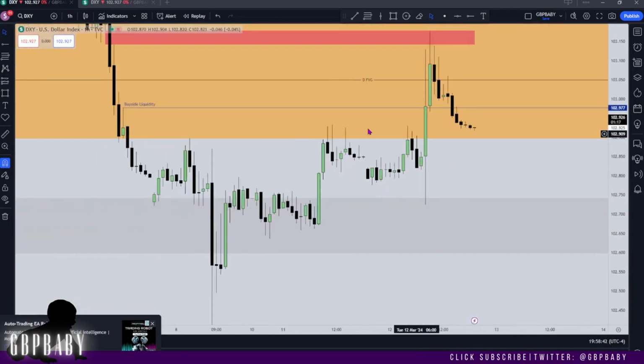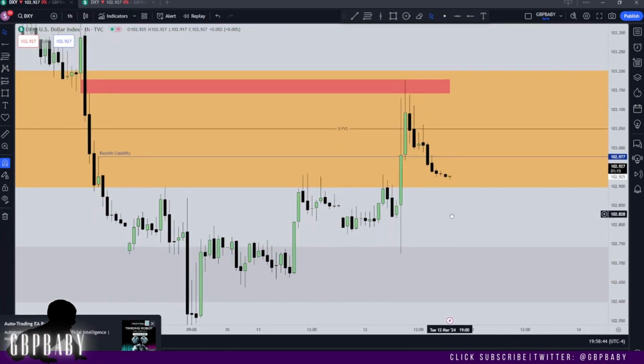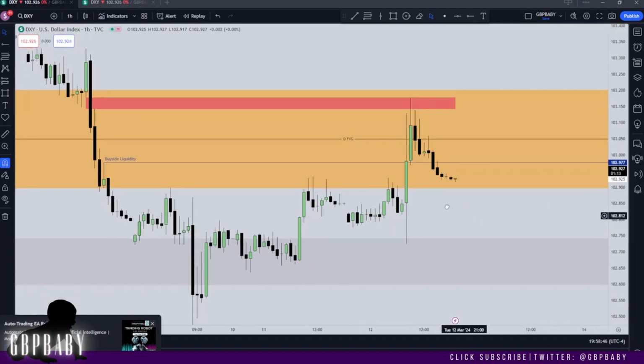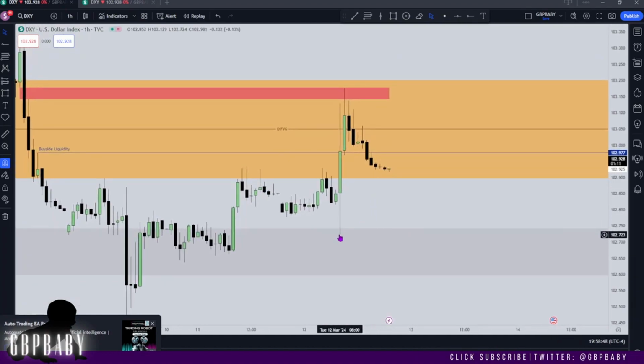And now I'm going to start looking for sell side targets to get traded to. So in terms of moving into the new day, I'm going to be looking for Tuesday's low to get taken out and potentially start trading into these relative equal lows and this imbalance I was talking about.